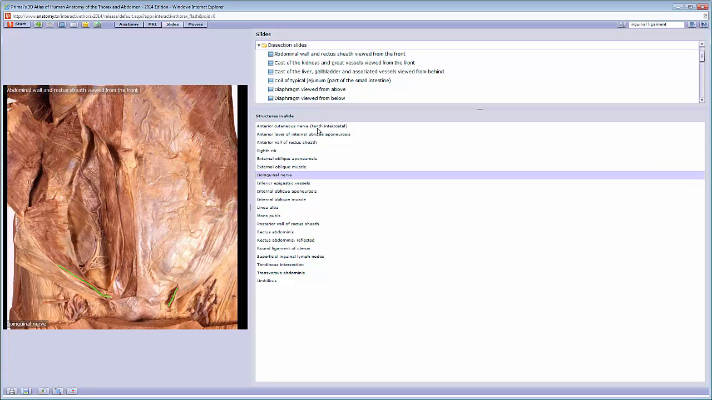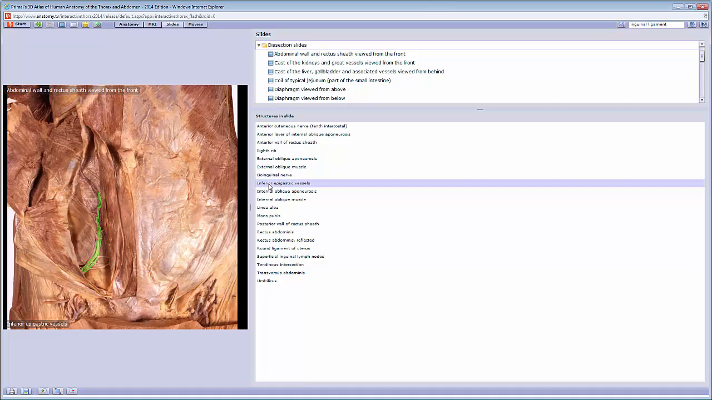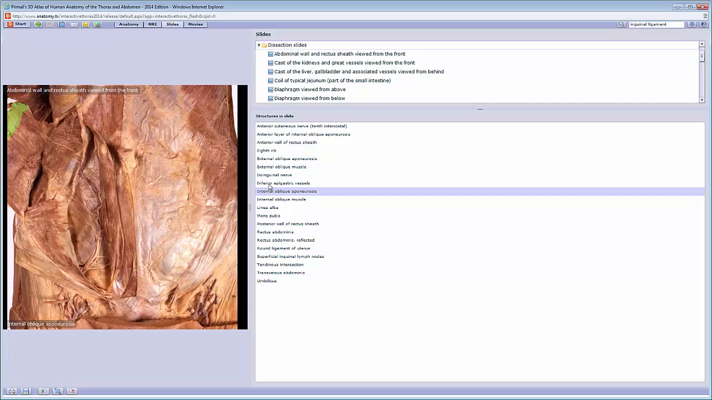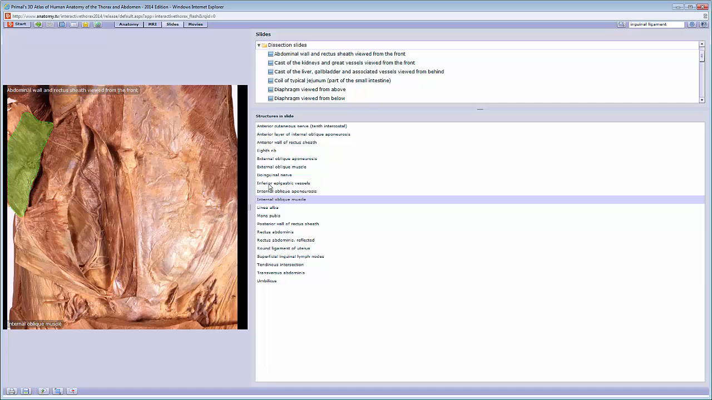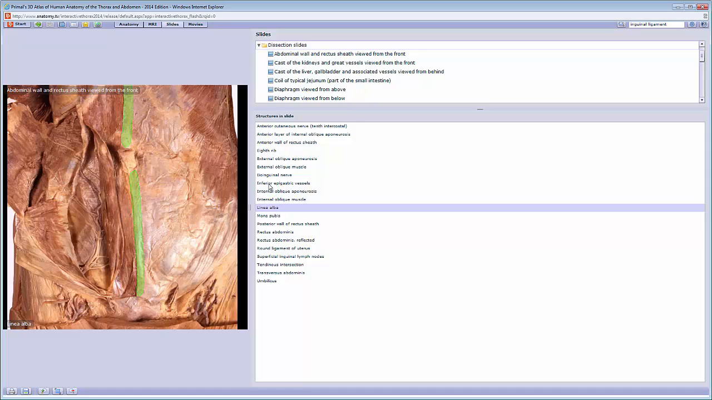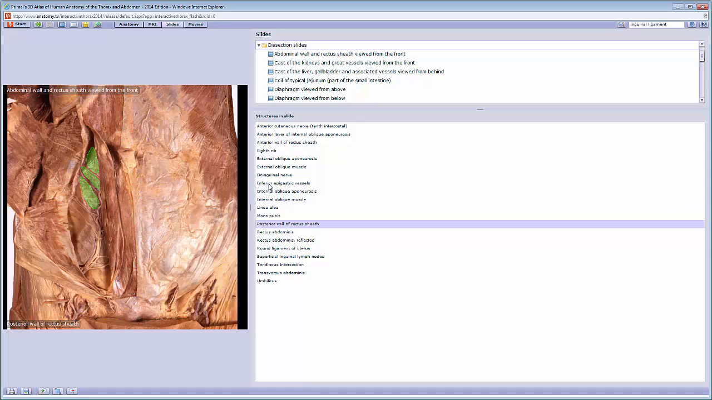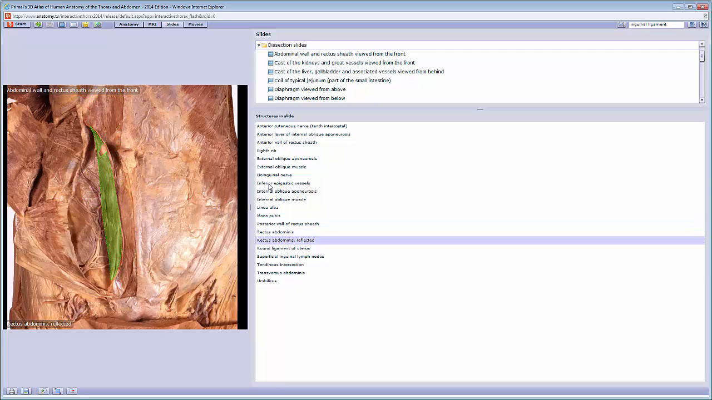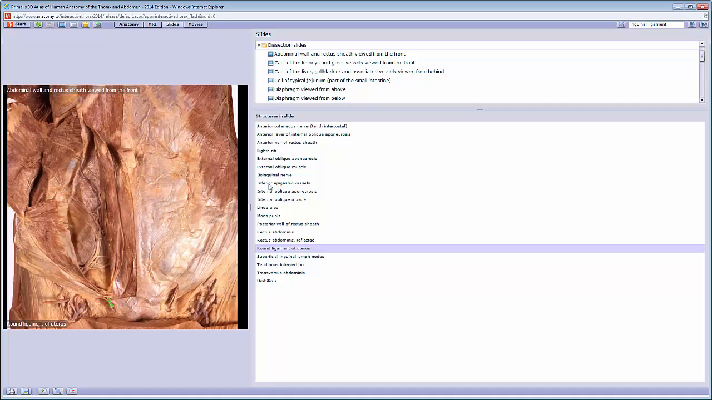Here's the ilioinguinal nerve. As we know, this here will be passing through the superficial inguinal ring. Here are the inferior epigastric vessels. Here is the internal oblique aponeurosis reflected a little bit here. The internal oblique muscle itself, just as with the external one, is prior to the aponeurosis. There is the linea alba in the midline, the mons pubis, the posterior wall of the rectus sheath, the rectus abdominis muscle, the reflected part of the rectus abdominis muscle, the round ligament of the uterus, because in this case we are dealing with a female donor.